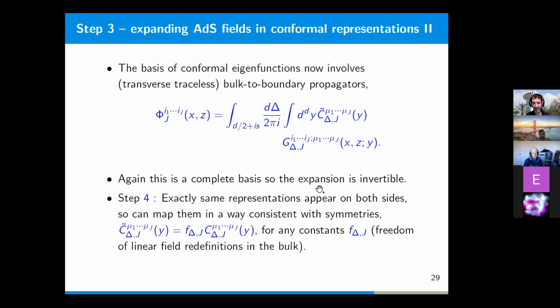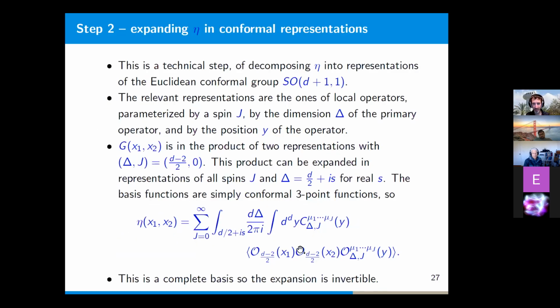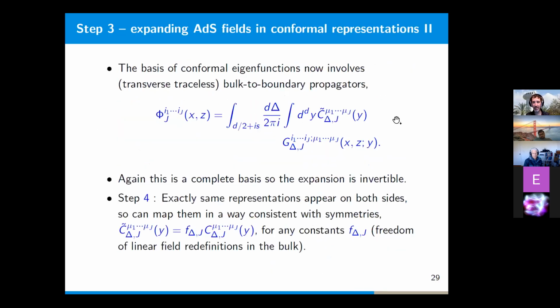We have exactly the same representations appearing on both sides, which means that we can construct an AdS/CFT mapping just by identifying the coefficients C delta J that appeared in the expansion of the bilocal field that we started from with these coefficients C tilde delta J that appear in the expansion of the spin J fields in AdS space. And in this way, construct a mapping from the bilocal field to the fields in AdS space, which is consistent at least with the conformal symmetry. Now, in fact, there is some freedom in doing this. I mean, we can identify the C tildes on the AdS side with the C's up to some arbitrary constants f delta J.